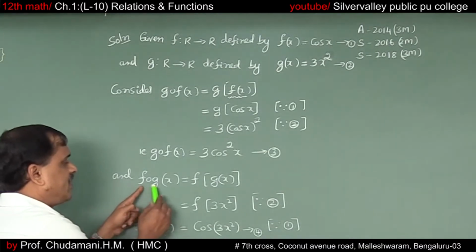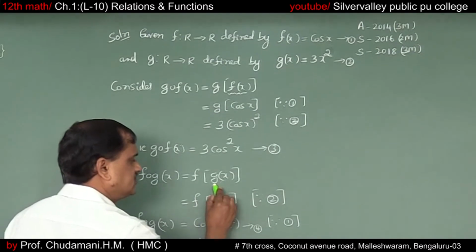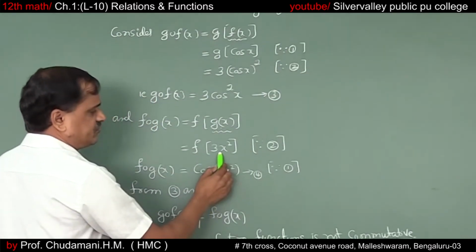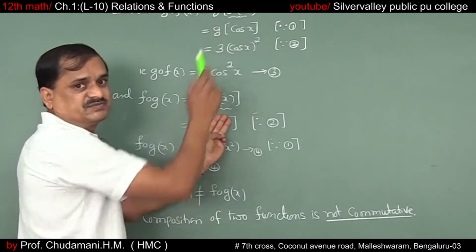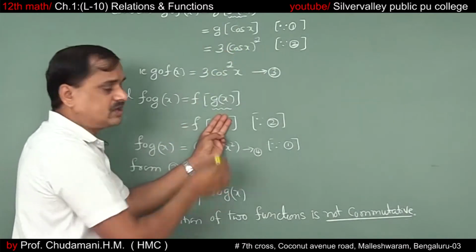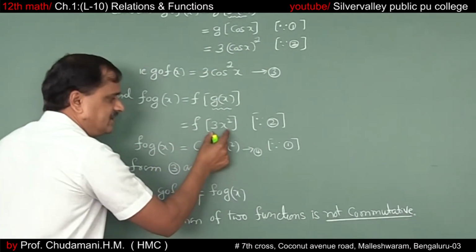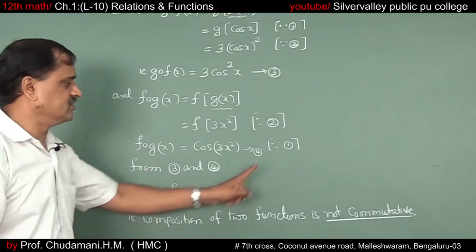And FOG of x is equal to f of g of x. Look at g of x by using equation 2, 3x square. So this is just like f of x. F of x means cos x. F of y means cos y. F of this means cos of this. And so cos of 3x square. Say 4, using 1.